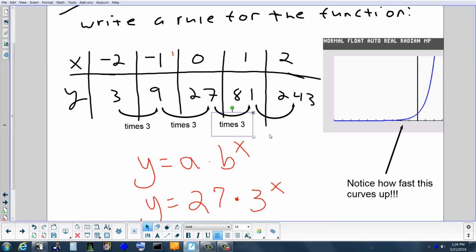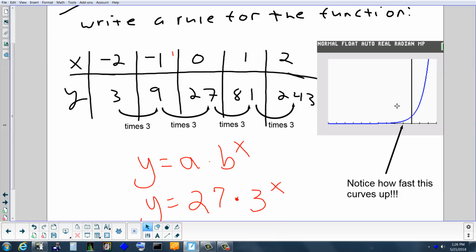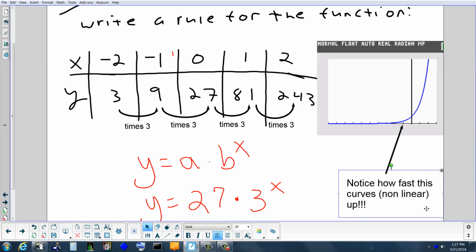All right, so again, that's what your rules should have been. Remember, A is what y equals when x is 0. B is what the y value is being multiplied by each time. That's all it is. All right, tomorrow, we might do something where the numbers go from a bigger number to a smaller number. That's okay. The rule stays the same. Even if we're going from bigger numbers to smaller numbers, the rule's not going to change.